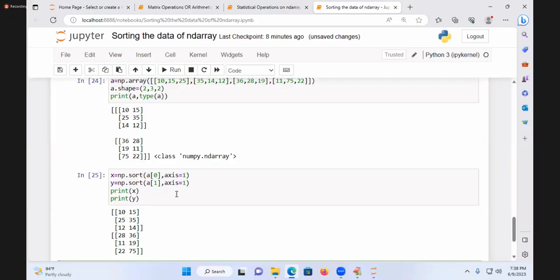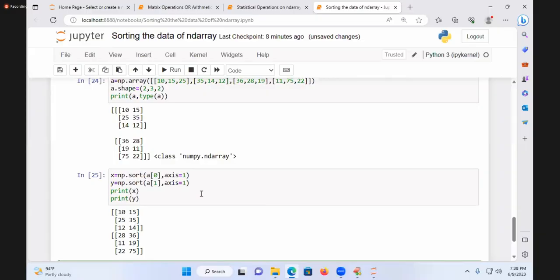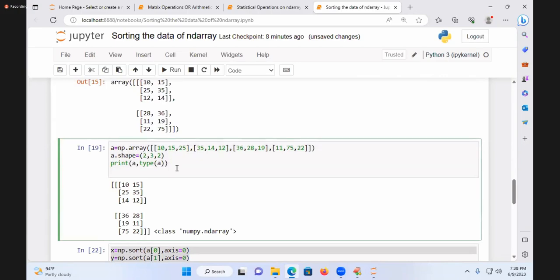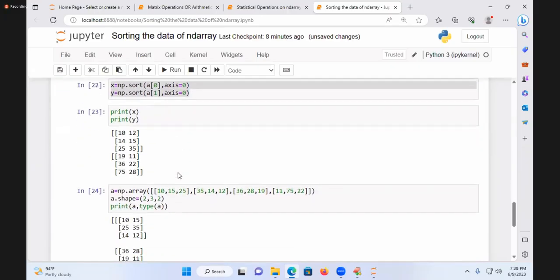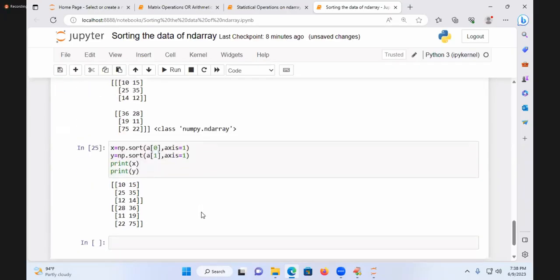So axis is equal to 1. 10, 15, same. 25, 35, same. 14 and 12, 12 and 14, I got it. 36, 28, 36. 11, 19. Also similar to the previous. So don't expect that the total 2D will be sorted like that. If you sort it total, it is going to sort by default on the basis of row. If you want to go for individually, you can sort something like this. Separately, you can sort it.